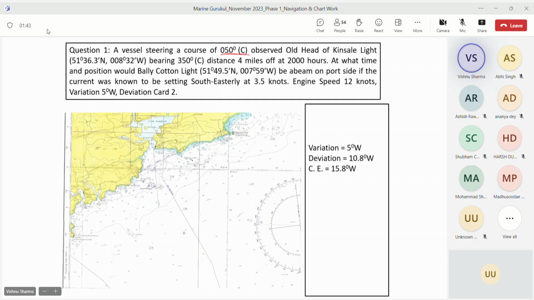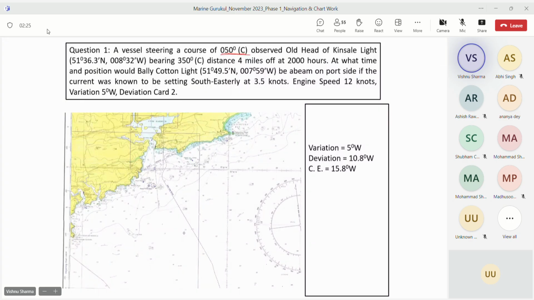Now, what will be the true bearing of Old Head of Kinsale? Tell me. Sir, 034.2. Very good. Is what he's saying 304.2? No, 034.2. Error west compass. 034.2. Okay, so that is the compass head.